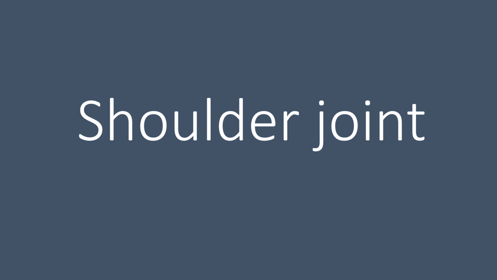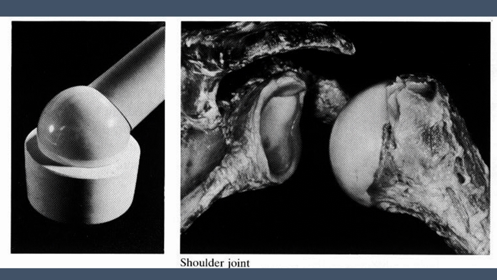We shall discuss the anatomy of the shoulder joint. The shoulder joint is a synovial joint of the ball and socket variety. The ball and socket joints are also called multi-axial or polyaxial joints because they permit movement along the three axes, that is the anteroposterior, medial lateral, as well as rotational movements.